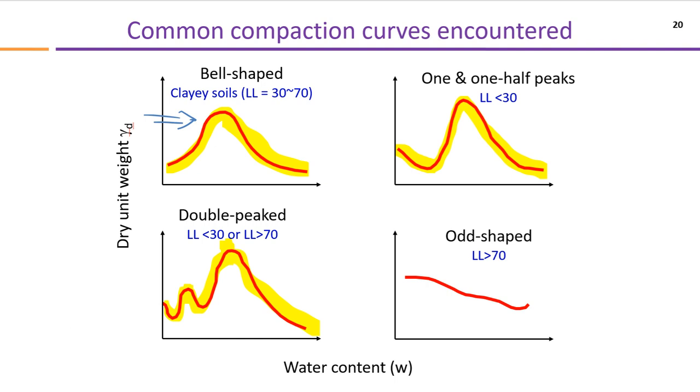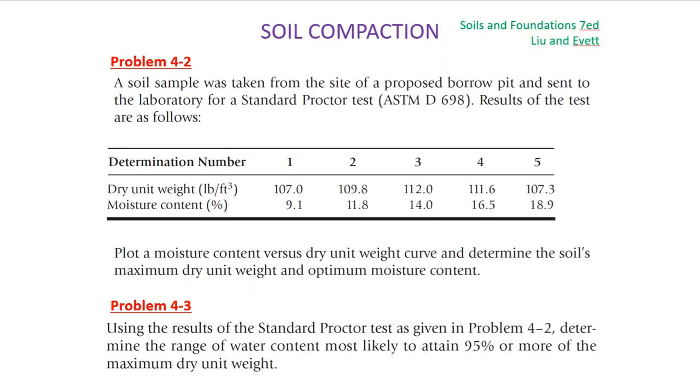Now there are some problems related to the compaction. So let's look at these problems. Okay, here is our first example of this chapter. The problem is that a soil sample was taken from a site, and that site where we are going to take soil normally is called borrow area or borrow pit.